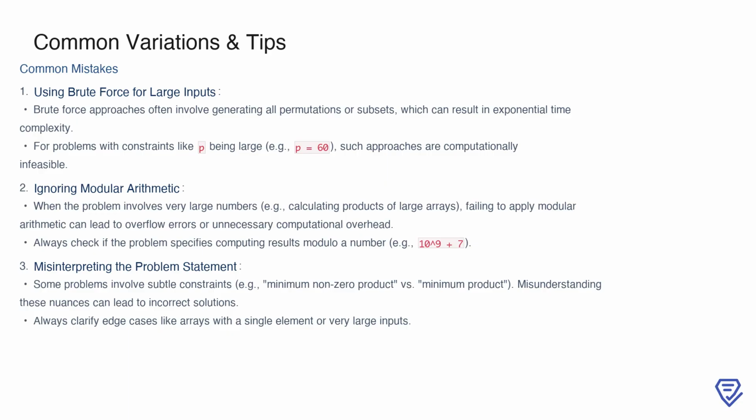accordingly. Lastly, misinterpreting the problem statement is a surprisingly common pitfall. For example, confusing minimum non-zero product with minimum product might lead you down the wrong path entirely. Always take care to clarify subtle constraints and edge cases, such as arrays with a single element or extremely large inputs, to ensure your solution aligns with the problem requirements.